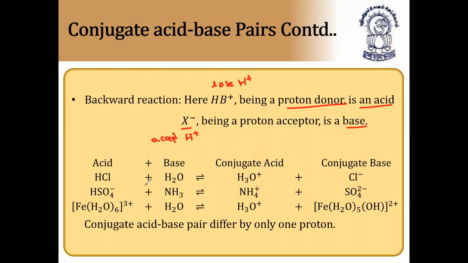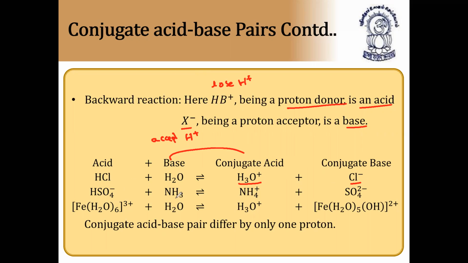For example, you can see here HCl plus water gives H3O plus and Cl minus. Here HCl is an acid because it is donating H plus ion to the base, that is water. And water is a base because it is accepting H plus ions from the acid and becoming H3O plus. So for a base we get a conjugate acid, and for an acid we get a conjugate base. So Cl minus is called the conjugate base and HCl is called the acid.